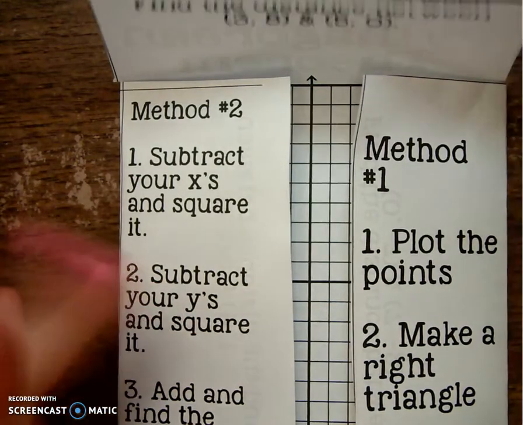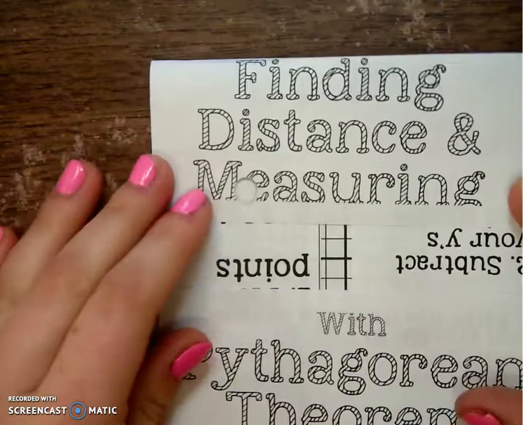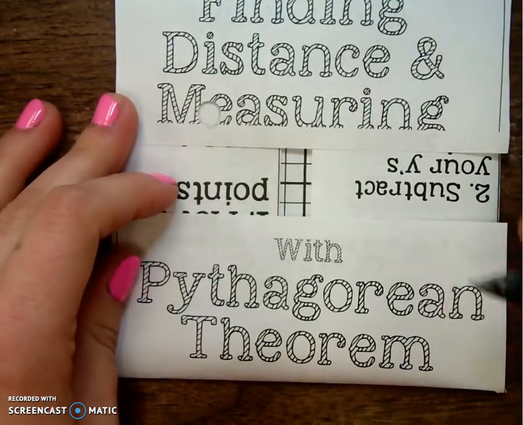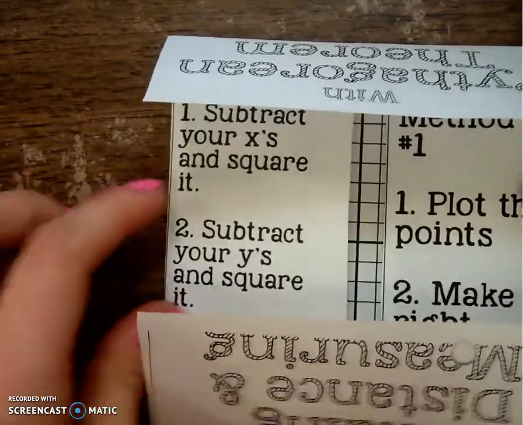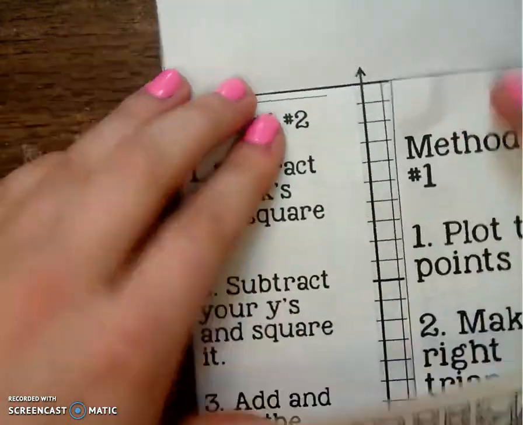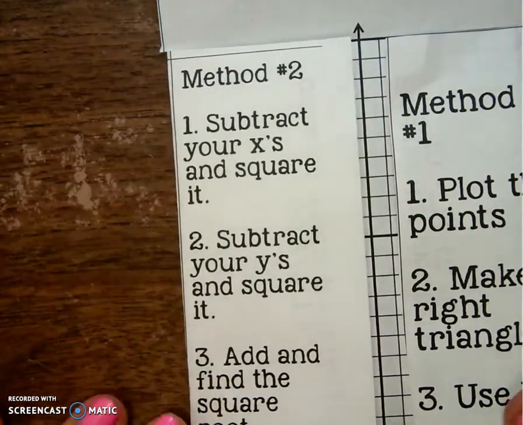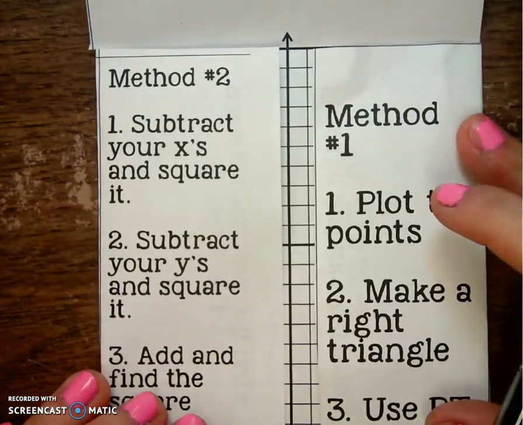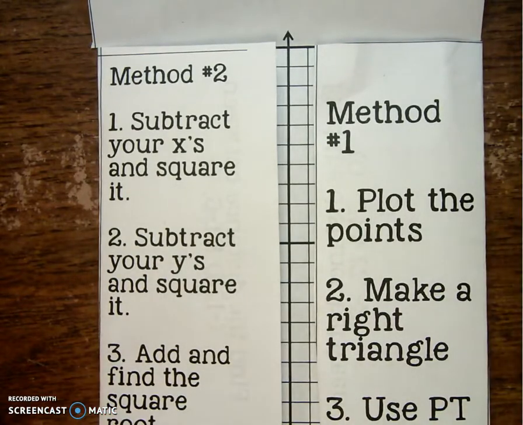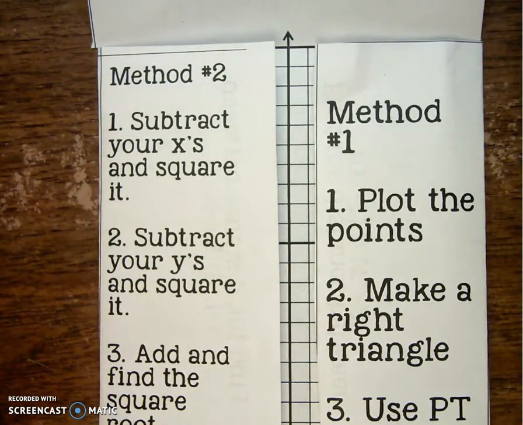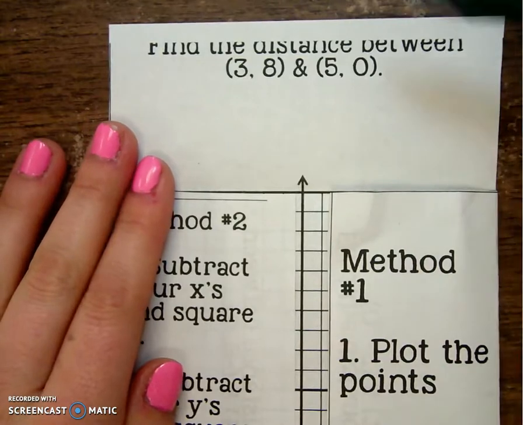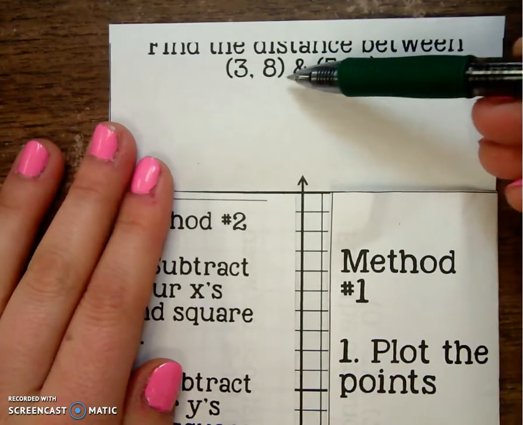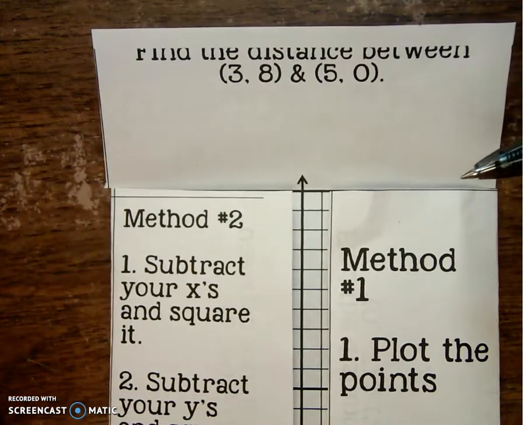Hi guys, this lesson is on finding distance and measuring with the Pythagorean theorem. Sorry that the flaps are a little upside down there. We're going to look at two different methods for how to find the distance between points and find lengths on the coordinate plane. If we have a point here, find the distance between (3, 8) and (5, 0).